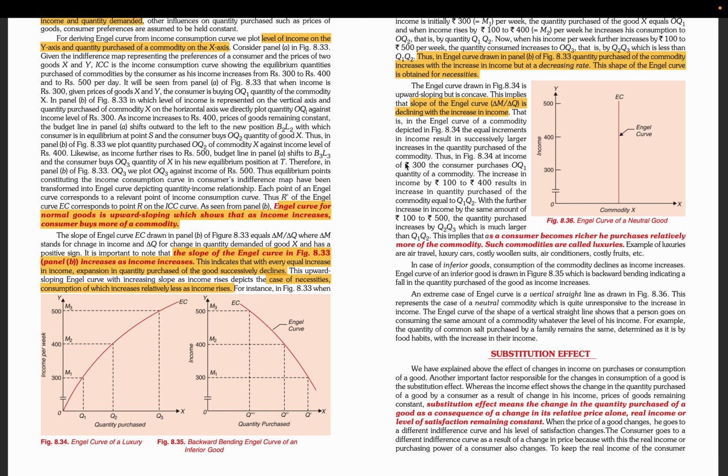The equal increments in income result in successively larger increases in the quantity purchased of the commodity. At an income of 300, the consumer purchases OQ1 quantity of the commodity. An increase in income by 100 to 400 results in an increase in quantity purchased equal to Q1Q2. Okay, and you see Q2Q3, which is the movement from 400 to 500, the same level of increase, 100 and 100, but here it's not the same. Here the increase is more. Okay, so we get a concave Engel curve.